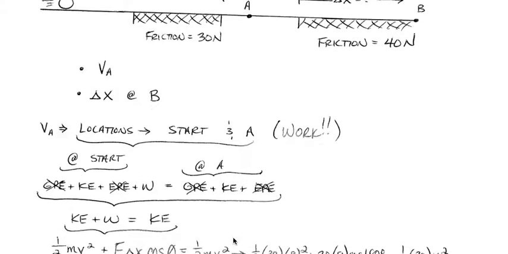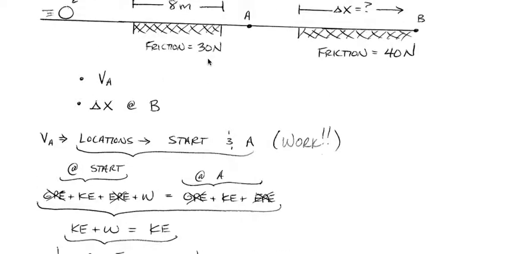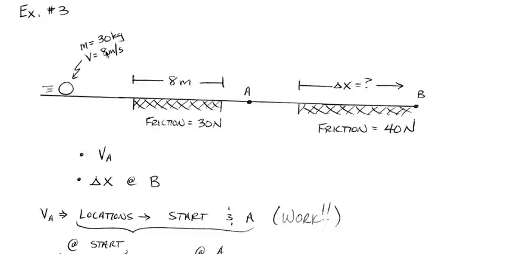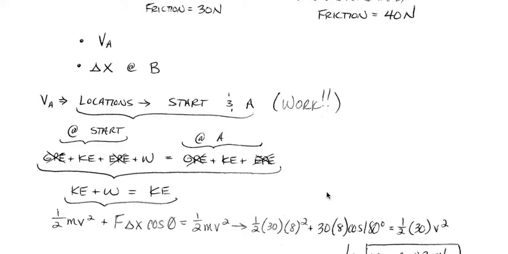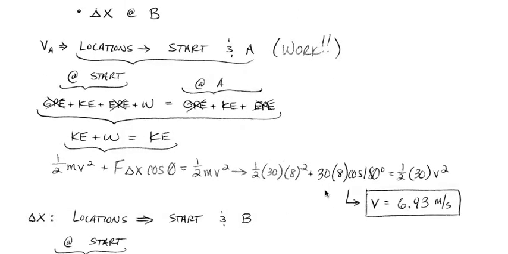So what I'm left with is 1/2 mv squared at the beginning, plus whatever force of friction acts on that object over whatever distance, times the cosine of the angle between them, must equal the kinetic energy I have at point A. So if I plug in everything that's known, I know the mass is 30 and the velocity is 8. For the force, I know that the force of friction is 30 newtons. It acts over 8 meters, and because friction opposes the motion, that angle between those two is 180 degrees. Well, I know this entire side, so I can set it equal to the kinetic energy at location A, which is 1/2 the mass, times this unknown velocity.